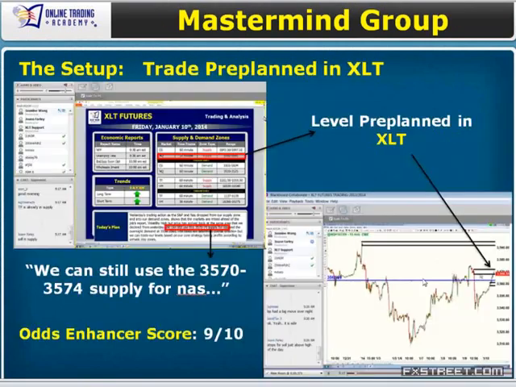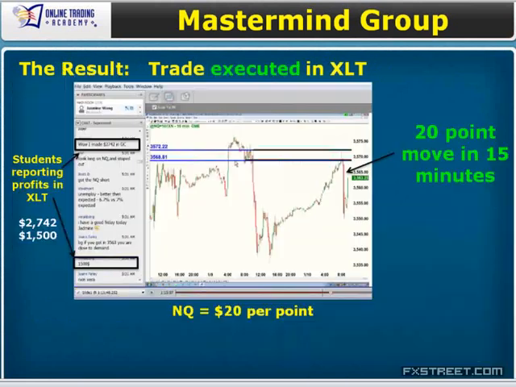Okay, so that's what I'm talking about here. A big drop away is going to catch your eye. Find the level, score it with the odds enhancers. Price comes back. Again, works out pretty well.